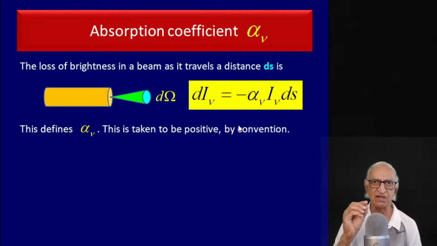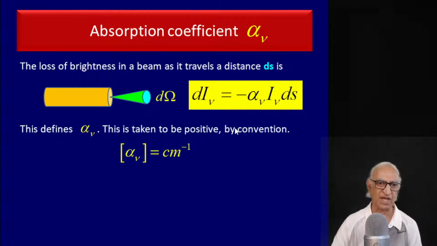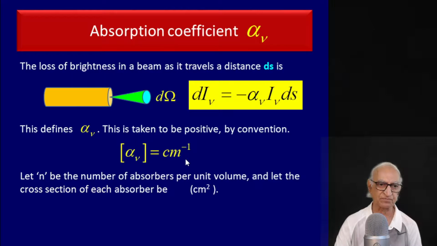So we have now defined what is added by the medium in a length dl, that is J nu into ds, and what is absorbed by the medium in a length dl, which is minus alpha nu I nu. The dimension of alpha nu is inverse length, centimeter to the minus 1. Now let there be n absorbers per unit volume of this material, and let each absorber have a cross-section sigma nu. The dimension of sigma nu is an area, centimeter squared.